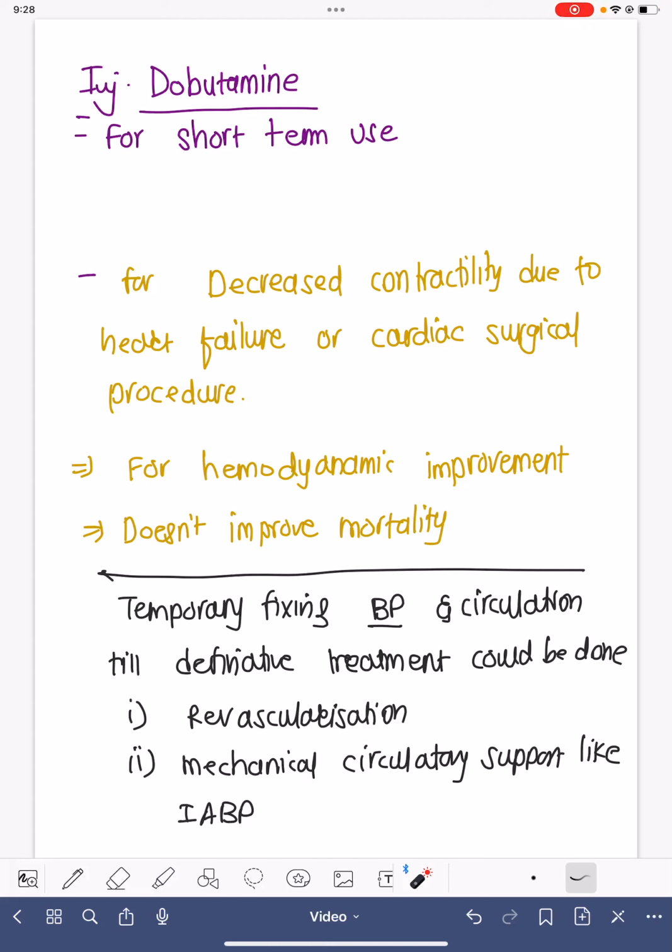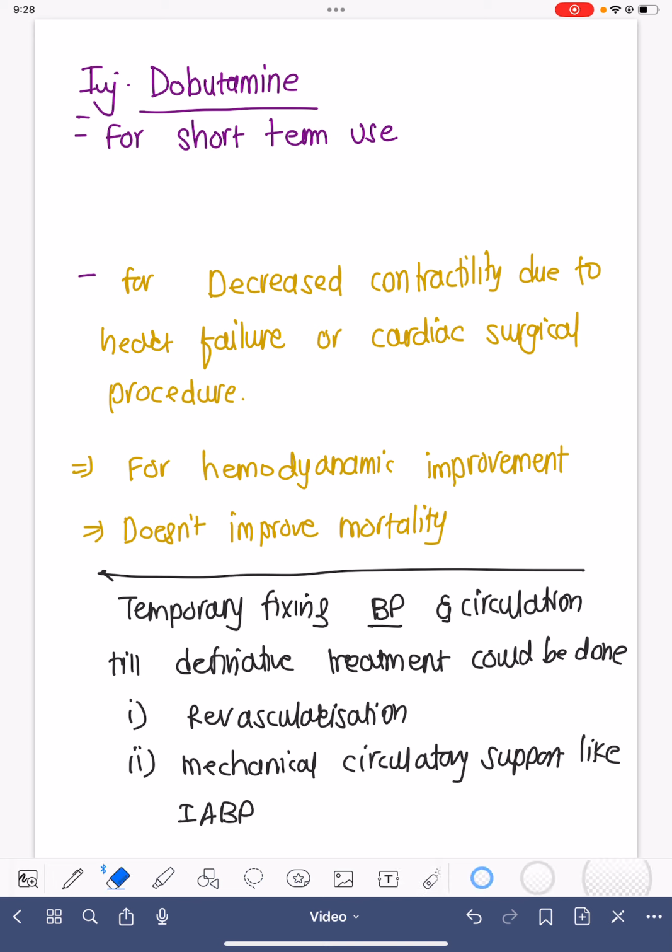So today we will be talking about injection dobutamine. Now you must know that injection dobutamine is one of the inotropic agents that increases the contractility of the heart, and it is purely an ICU drug or an emergency drug, a drug for critical cases. Now we must know that this dobutamine is always for short term use. So we'll come to that later as well.